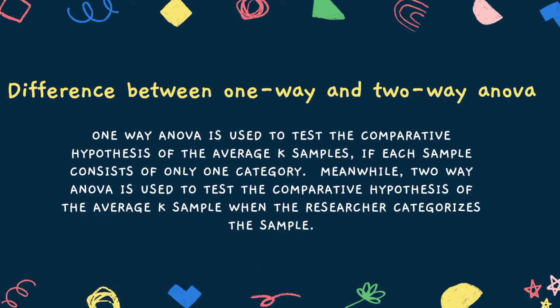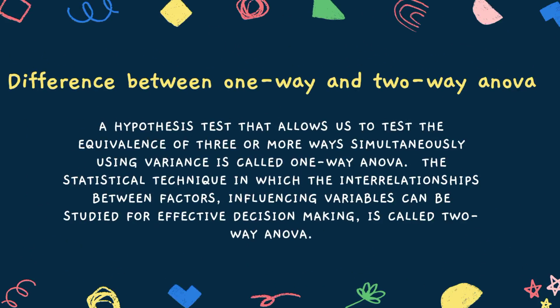These are the differences between one-way and two-way ANOVA. One-way ANOVA is used to test the comparative hypothesis of the average of k samples, if each sample consists of only one category. Meanwhile, two-way ANOVA is used to test the comparative hypothesis of the average of k samples when the researcher categorizes the sample. The hypothesis test that allows us to test the equivalence of three or more means simultaneously using variance is called one-way ANOVA. The statistical technique in which the interrelationships between factors influencing variables can be studied for effective decision-making is called two-way ANOVA.